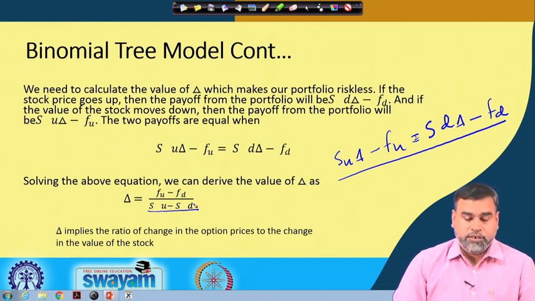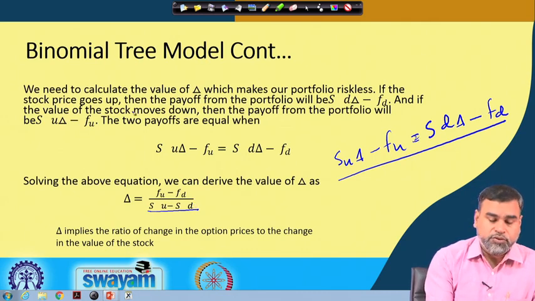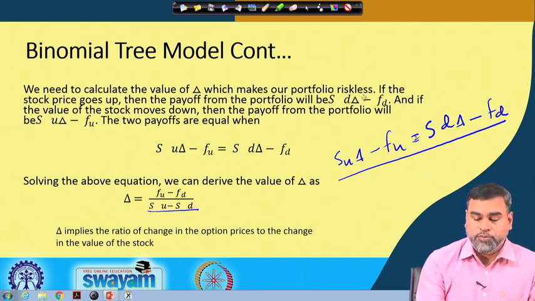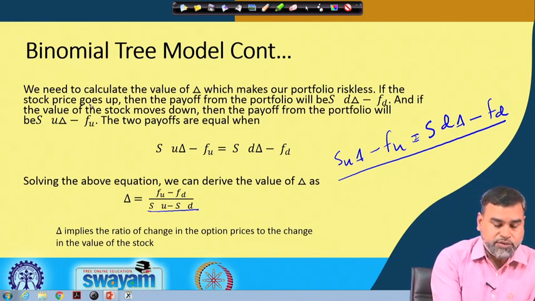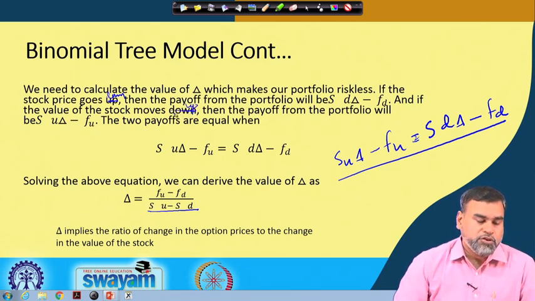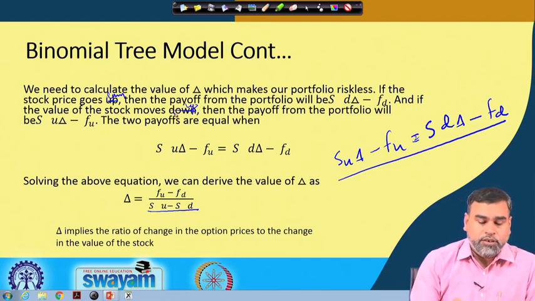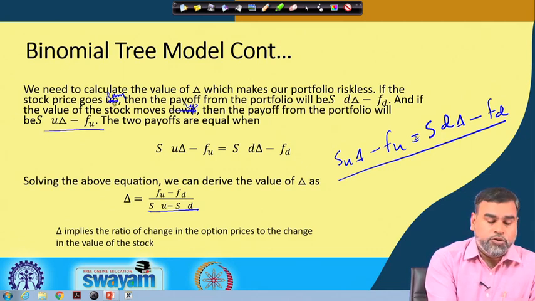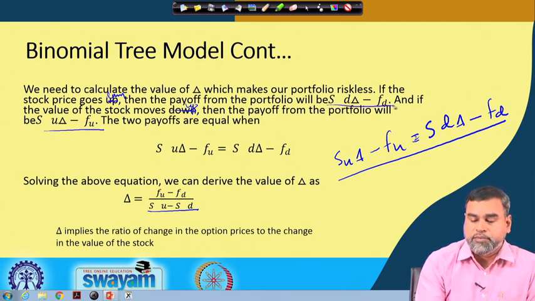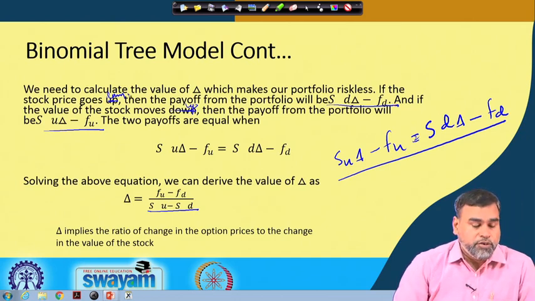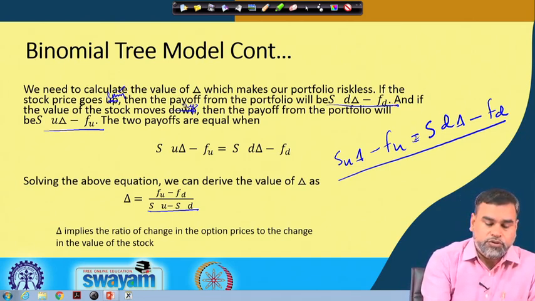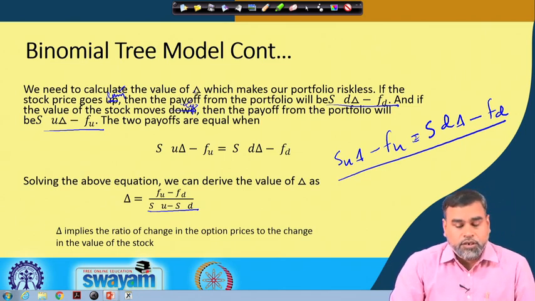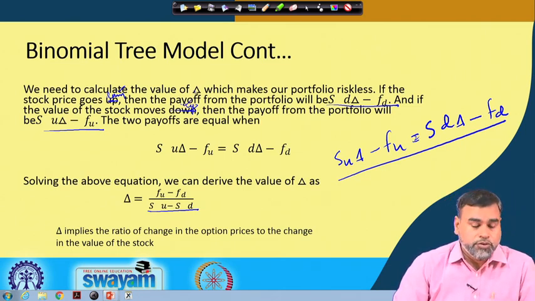One thing here, if you observe, if the stock price goes up, the payoff from the portfolio will be... there is a mistake here. If the stock price goes up, then the payoff will be S U delta minus F of U. Whenever it goes down, the payoff will be S d delta minus F of D. So, there is some typo error here. It should say goes down and moves up, so that is the change I am requesting you to make.